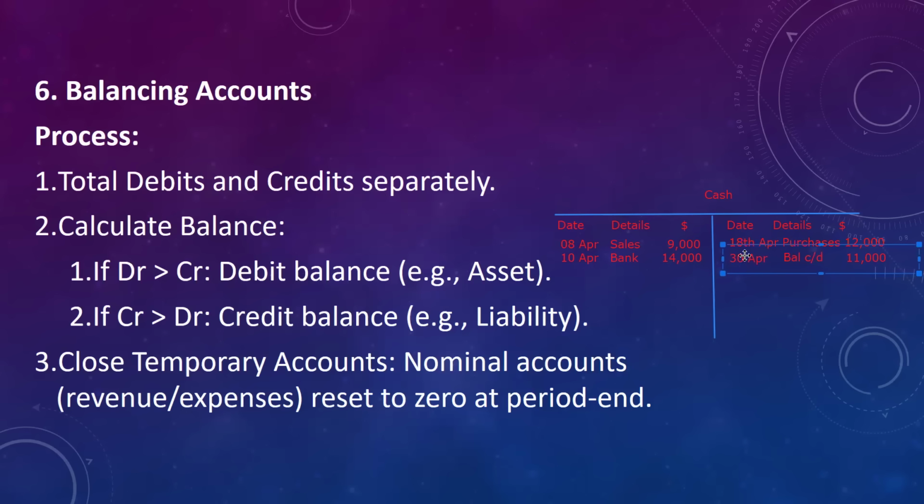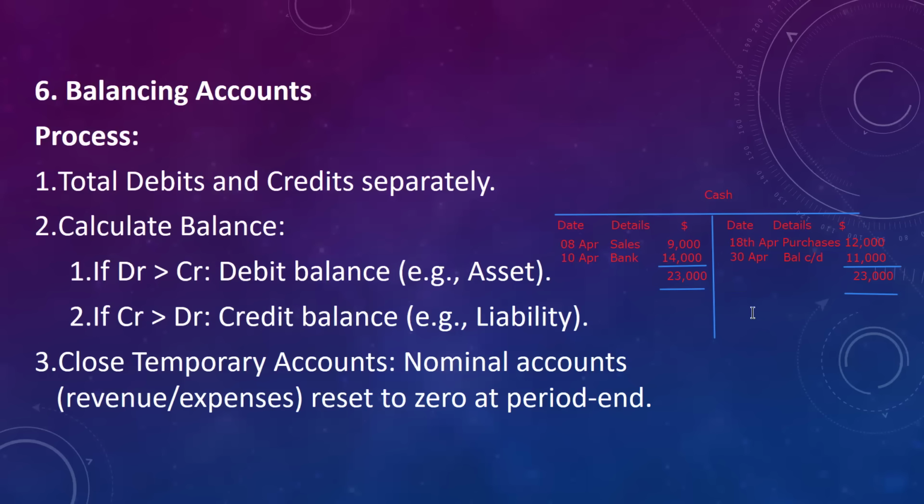So after I put that, my balance carry down, to show that both sides are equal, I put my totals on both sides. So I'll put my two lines to signify that those are the totals. And my total on both sides should be equal because I just balanced it. 9,000 plus 14,000 is 23,000. 12,000 plus 11,000 is 23,000. We're not finished. We have one more step.